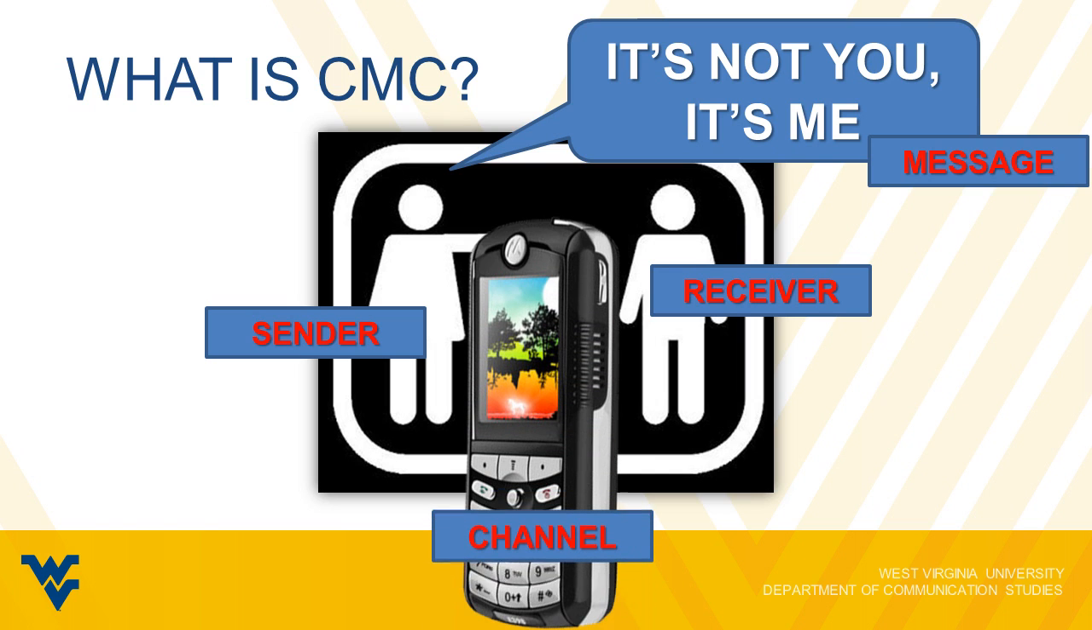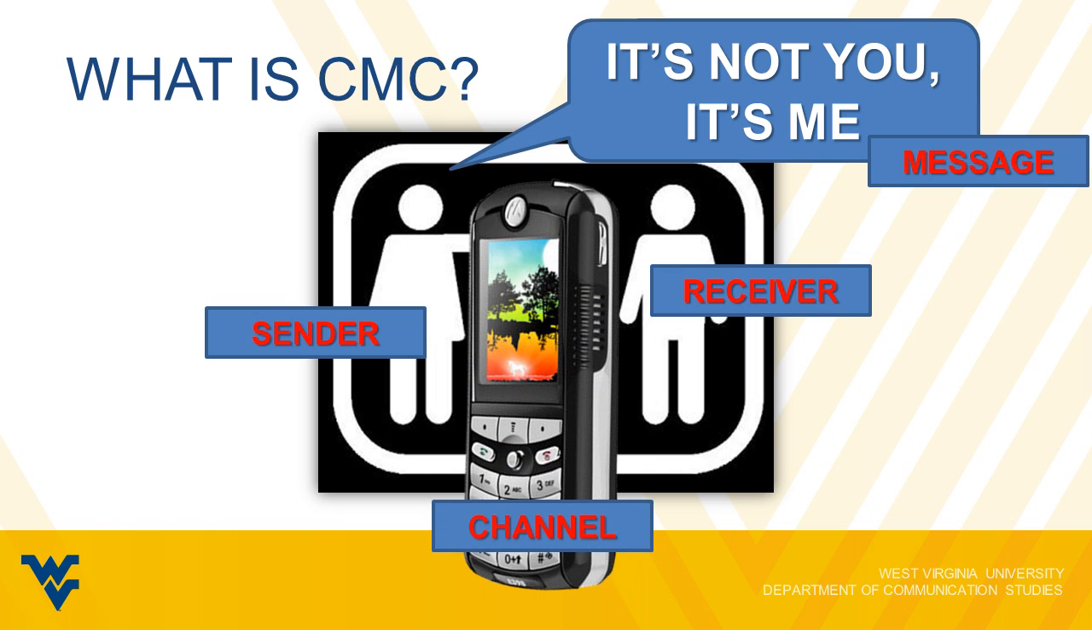Okay. What happens when you add a cell phone to the mix? And let's say that rather than saying to him in person, it's not you, it's me, she were to text him, it's not you, it's me. Now, when I pose this question to my undergraduate students here in Morgantown, they have this very intense negative reaction. How dare you break up with somebody on a text message?